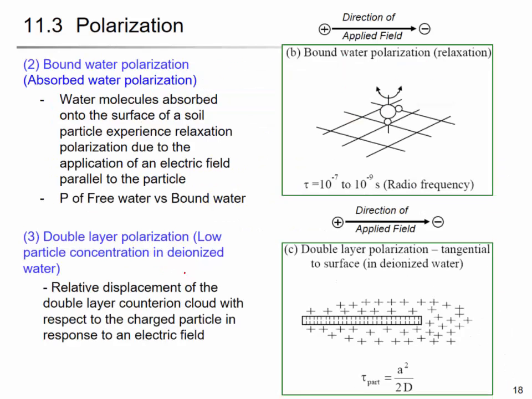And the second one is the bound water polarization. It's the same as the absorbed water polarization. And the third one is the double layer polarization. When you have DI water and clay particle, you have only the deformation of the double layer, like this, and this is just local movement, right?